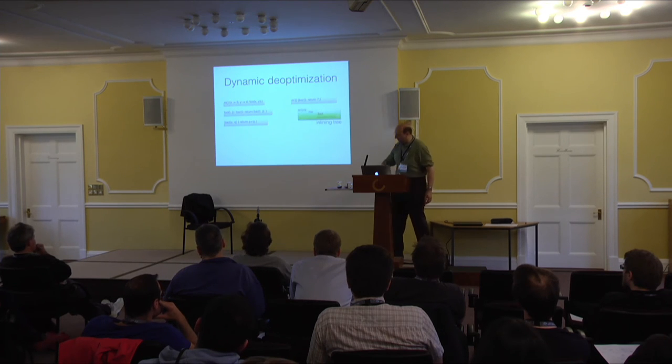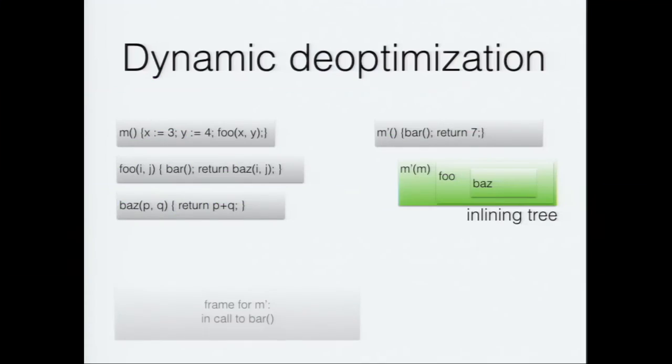Okay, so now we start running it. That's our inlining tree as recorded by the compiler. We have a frame for this new method, the optimized one, which calls bar. We call bar. Bar calls something else. The stack wanders off to the right here, grows, and somewhere along this line, we change that method from p plus q to p times q.